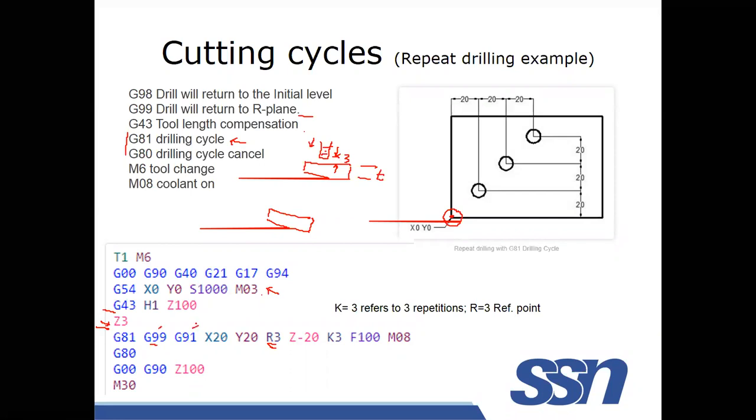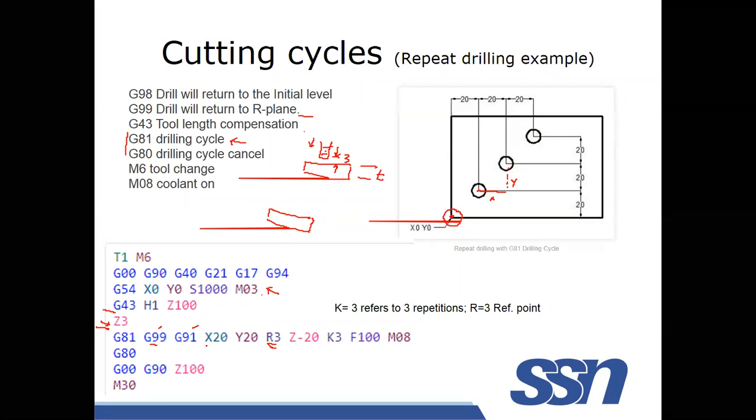And G91, we know, is the incremental coordinate system. Incremental means if the tool is here and I give X value 20 and Y value 20, with respect to this particular point the tool will go to this place. From here to here it is 20 units. Here the X value is 20, here the Y value is 20. If the tool is positioned at this location and you give X 20, Y 20, the tool will move to this location. So we are using the incremental coordinate system.